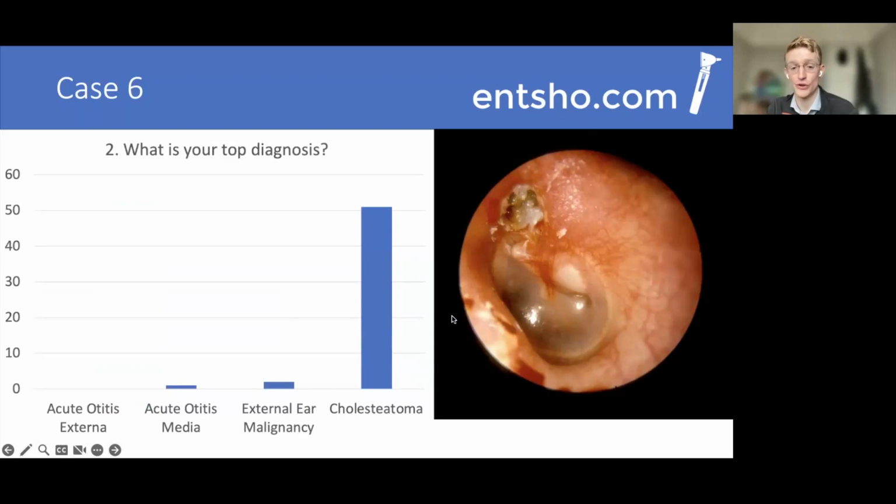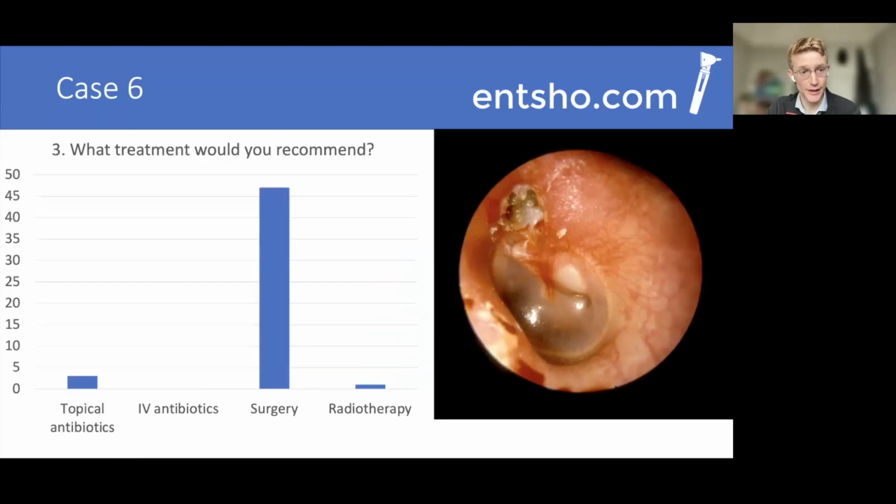And what is your top diagnosis? Most of you are right here. Yeah, it's this cholesteatoma, sitting in the classic position up in the attic. So making sure that you've had a look all the way around and up in the attic is really important when examining the ear. And what treatment would you recommend?